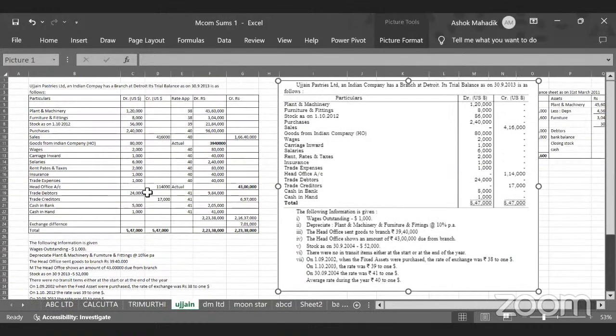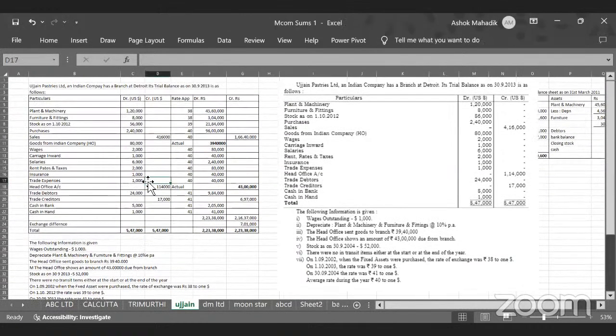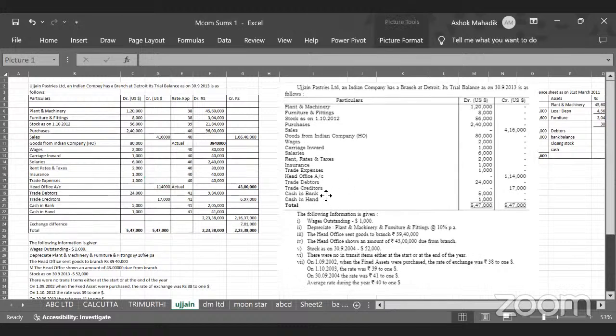So here we converted dollars into rupees, so we have to multiply. Be careful with this. See in which currency the trial balance is given, and compare it with the HO's currency, whether it's cheaper or costlier. Accordingly, you have to multiply or divide. Now then we have to make final accounts.